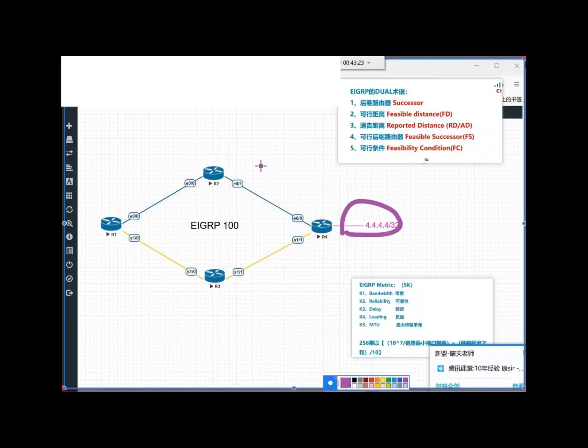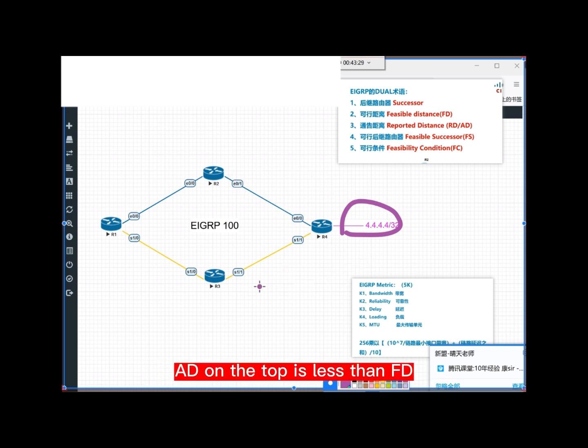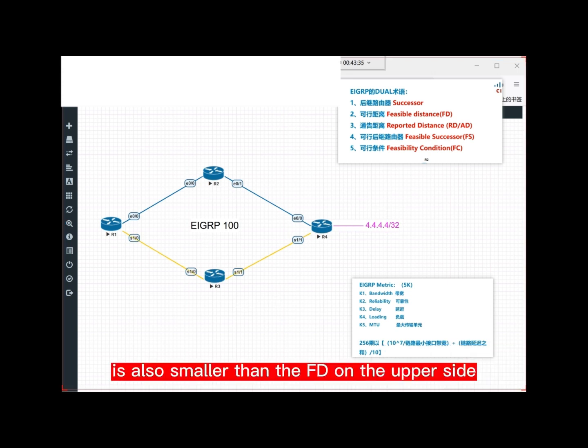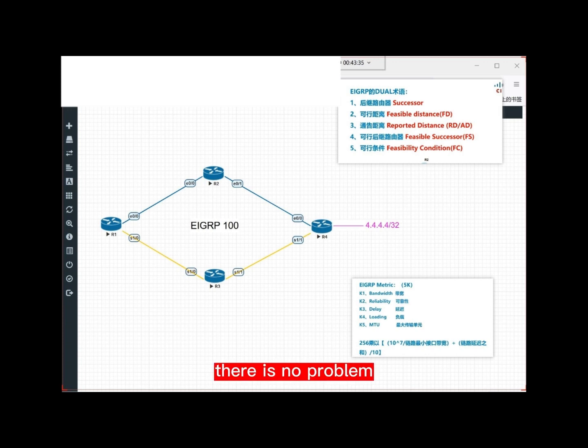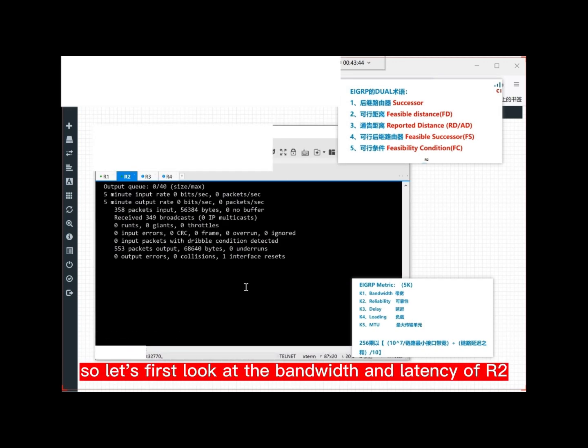In fact, their distance to 4.4.4.4 is the same. The AD on the top is less than FD. The AD on the lower side is also smaller than the FD on the upper side. There is no problem. So let's first look at the bandwidth and latency of R2.